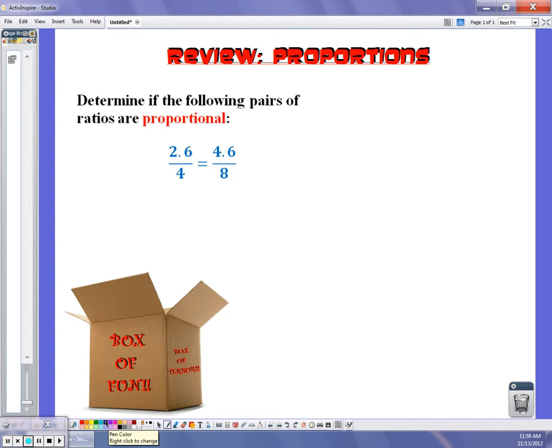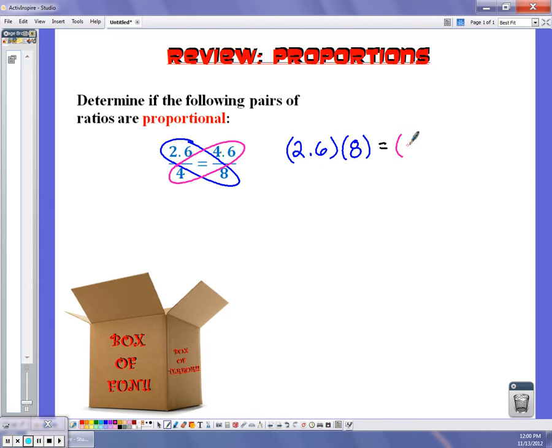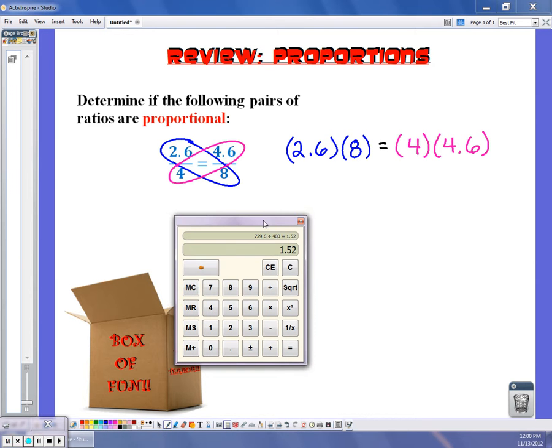Our first set of multiplication that we're going to do is 2.6 times 8, and we'll write that out here, 2.6 times 8. And that should equal 4 times 4.6. If this turns out to be true, then we can say that they are proportional, and if it's false, then we can say that they're not. So let's go ahead and do the multiplication.